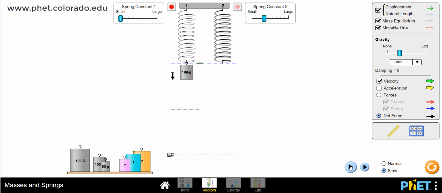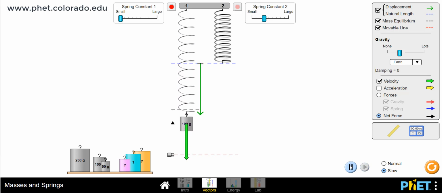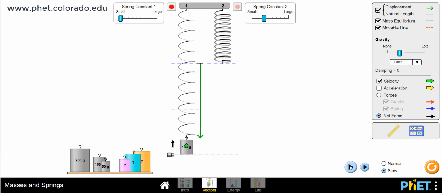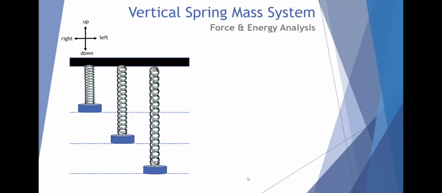nothing at the top. So to summarize, the velocity at the top is 0, the velocity in the middle is maximum at the equilibrium, and the velocity at the bottom is 0. Let's now step through these processes.